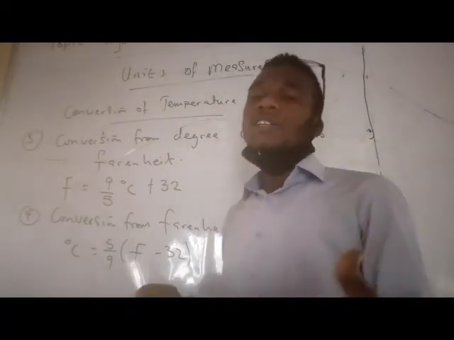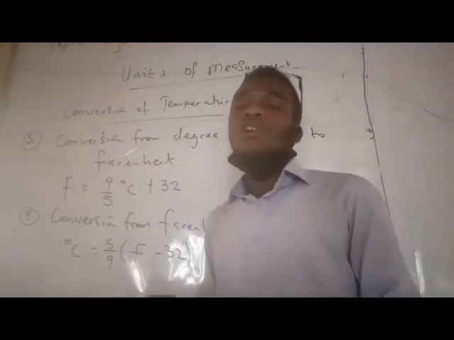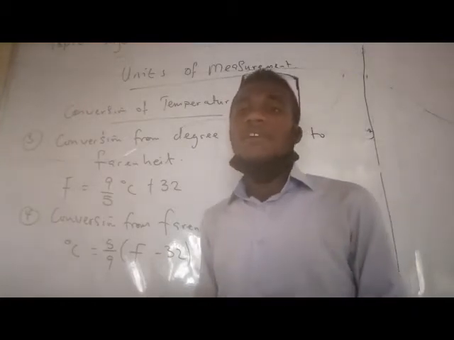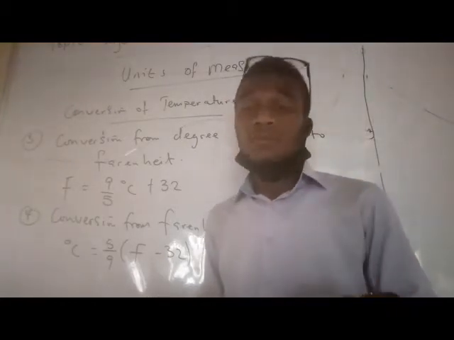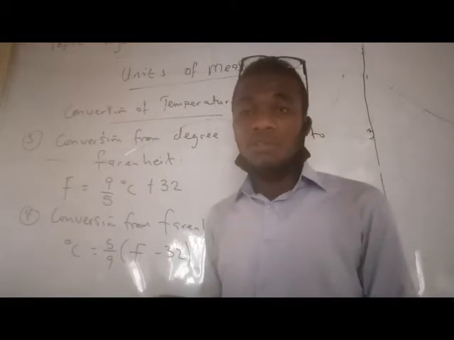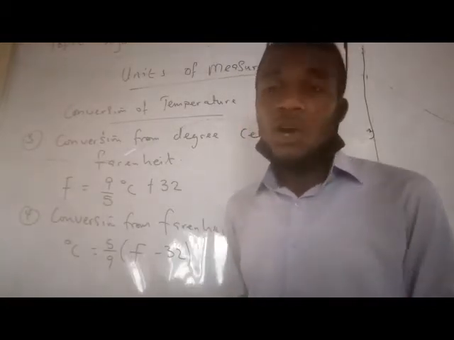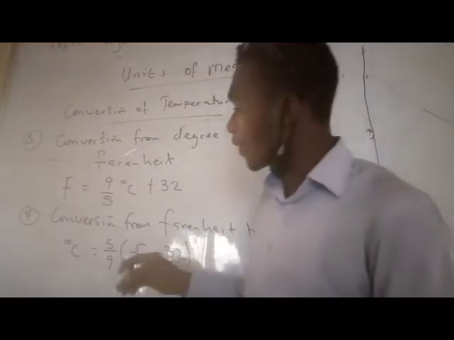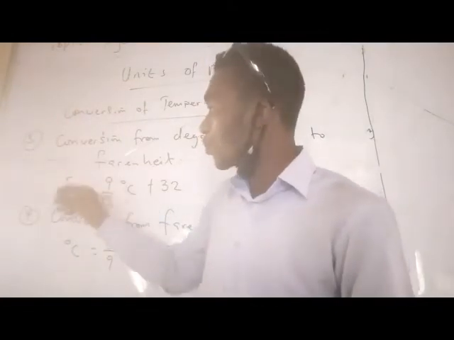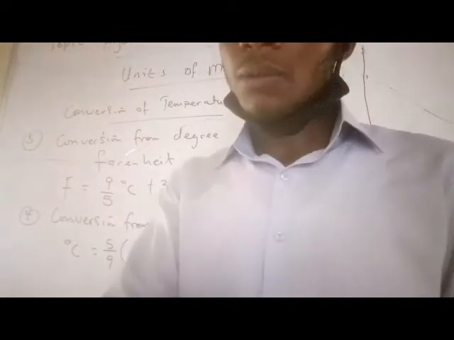Or if they ask you to convert your temperature from Kelvin to degrees Fahrenheit, first you need to take away 273 from it. When you take away 273 from it, the remaining, what you have left, you use your formula for conversion from what? From degrees Celsius to Fahrenheit to get what you're looking for.